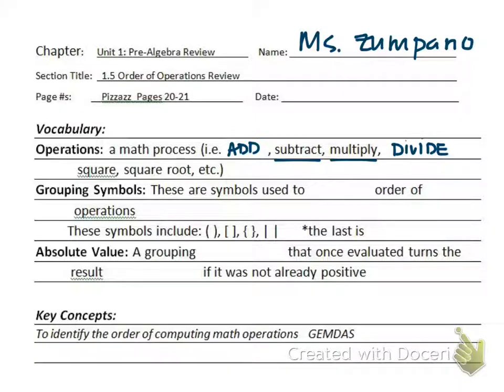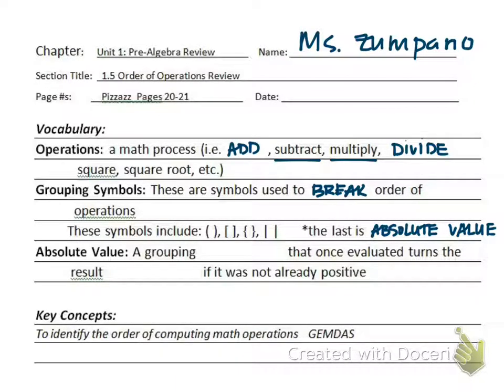Our next vocabulary word is a grouping symbol, since we're going to be using GEMDAS instead of PEMDAS. So G is indicating the grouping symbol. These are symbols used to break the order of operations. These symbols include parentheses, brackets, squiggly brackets, and absolute value signs. And the last one I want to make sure we all are aware of is the absolute value signs. They are the straight up and down straight lines.